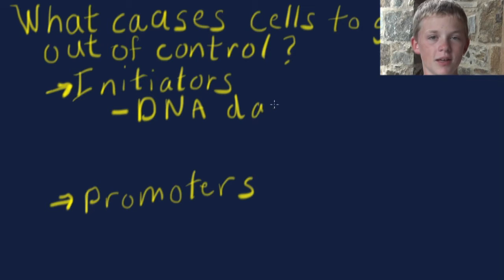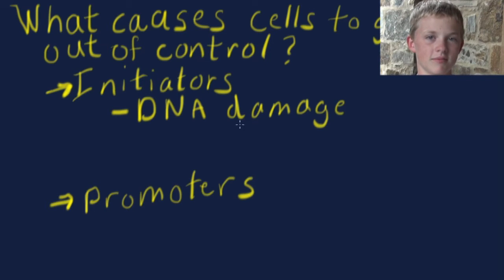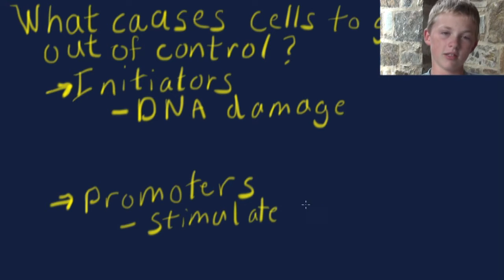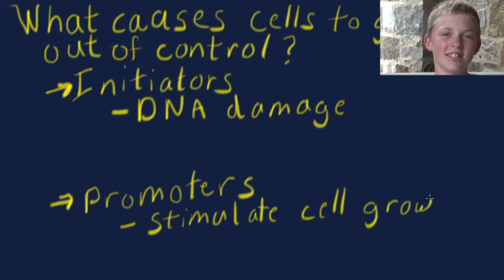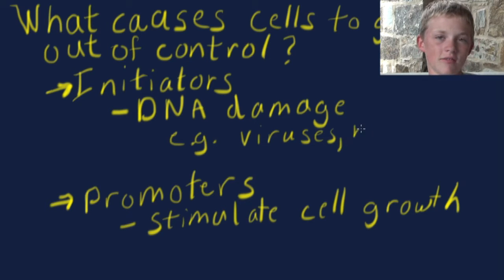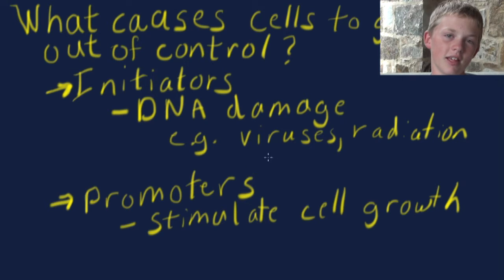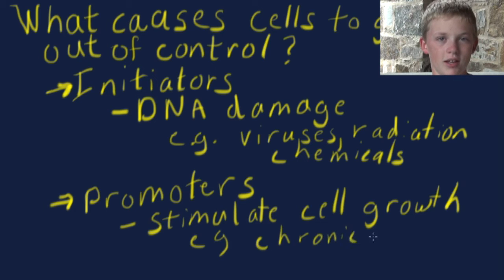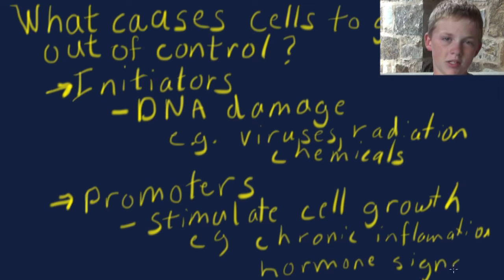Initiators cause damage to the DNA. Promoters are what cause any cell to start growing. Examples of things that cause damage to the DNA are viruses, radiation, and different kinds of chemicals. Examples of promoters, or things that make normal cells grow, include inflammation.